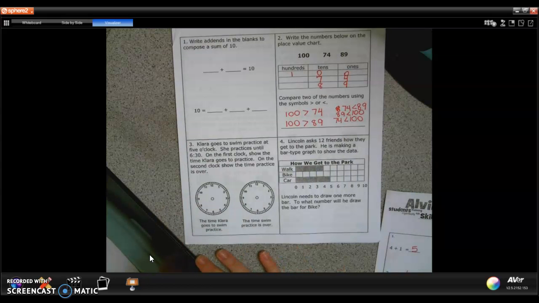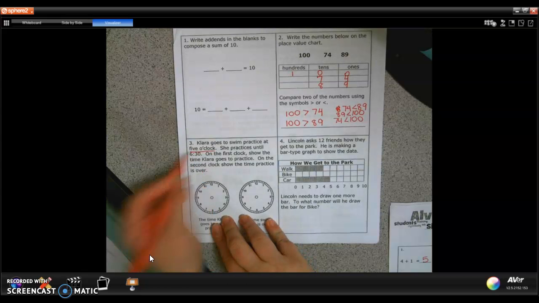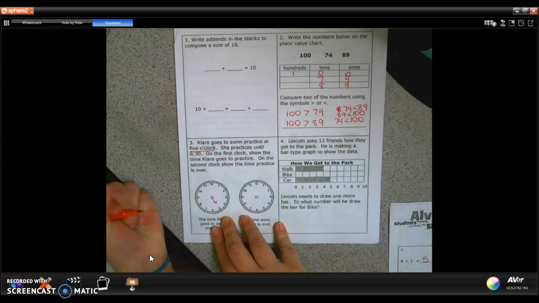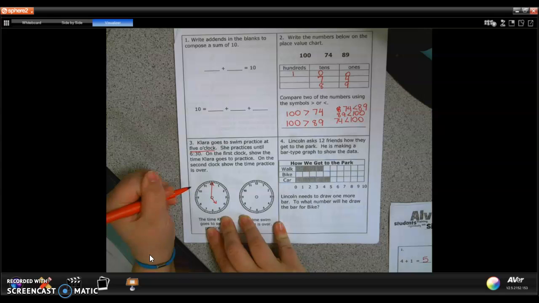Claire goes to swim practice at 5 o'clock. She practices until 6:30. On the first clock, show the time Claire goes to swim practice. On the second clock, show the time practice is over. So at first I see she's going to swim practice at 5 o'clock. Well, I know that my hour hand is going to be on the 5, and that's my shorter hand. And my minute hand is going to be on the 12, and that's my longer hand.